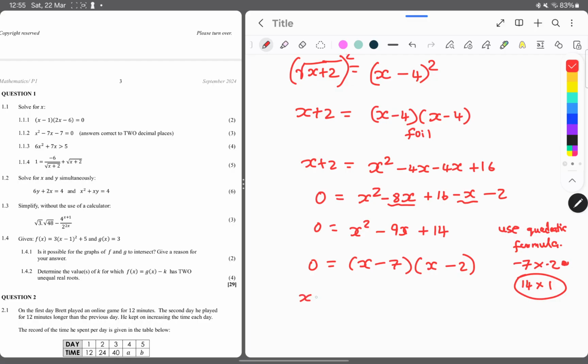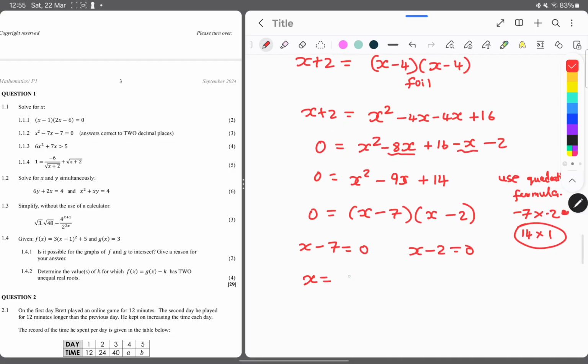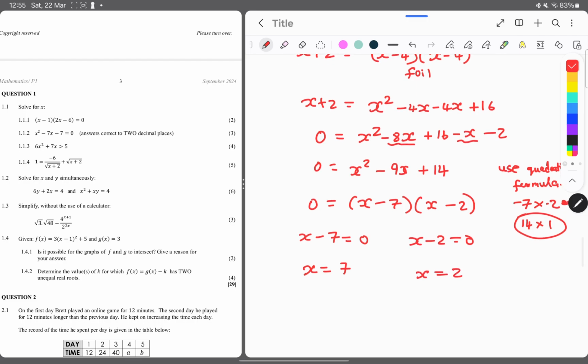Therefore I have x minus 7 equals 0, x minus 2 equals 0, and x equals 7, or x equals 2. And we are done.